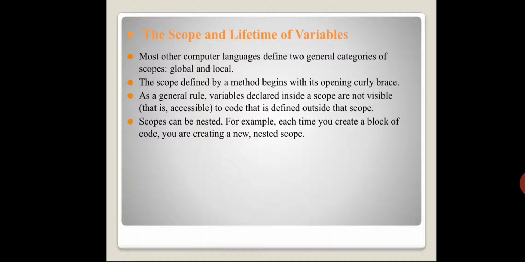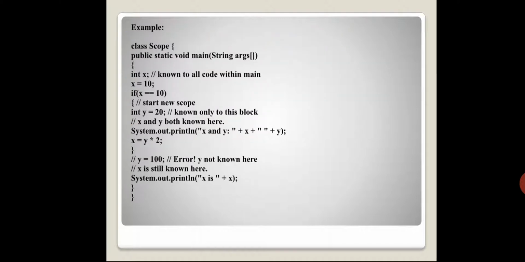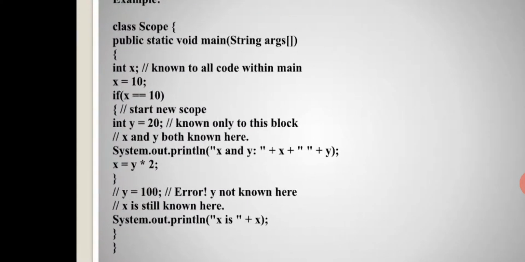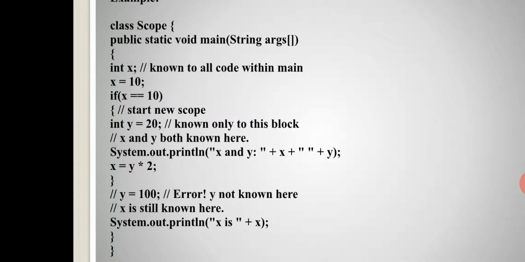Okay, so I will give one example proof also for you. So this is the example proof. I am pretty sure it is visible for you all. So you have a class called scope. Okay, so the class name is scope.